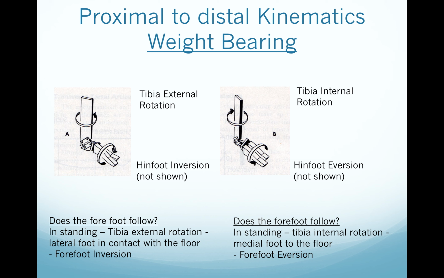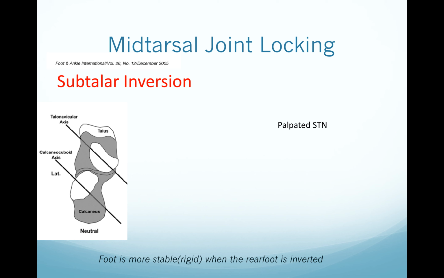Setting that aside for a minute, what you're going to notice and what's illustrated in the picture here is that in a standing position, when you externally rotate your tibia, you'll have increased lateral foot contact with the floor, which would be forefoot inversion. And when you internally rotate your tibia, you're going to have increased medial foot contact with the floor, which would be forefoot eversion. So why is this important? Well, theoretically, we need a way to stabilize the midfoot so it doesn't flex or extend when we're moving.